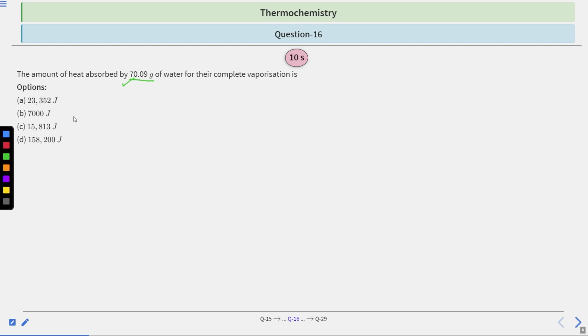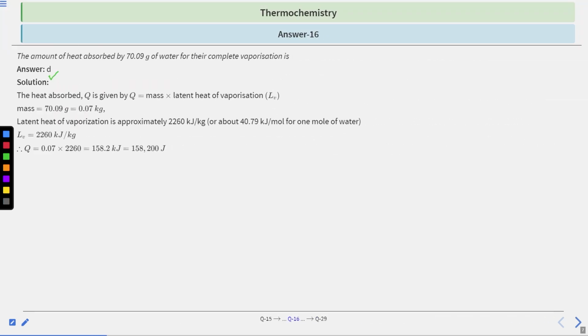You have 10 seconds to solve this question. After that, we will see the answer. Okay, so the correct answer is option D, which is the highest. The heat absorbed Q is given by Q equals mass into latent heat of vaporization. The mass we have is 70.09 gram, mentioned in the question, and on converting to kilogram it is 0.07 kilogram.